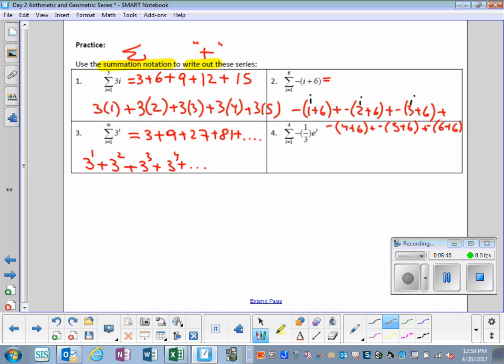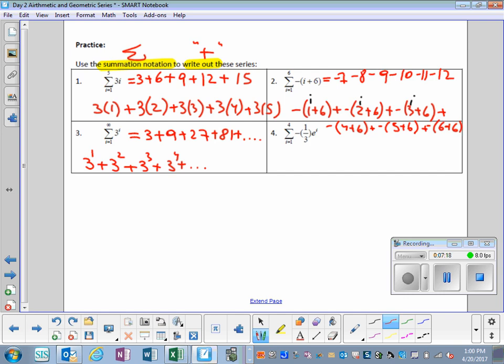If I simplify this, what is it? Negative 7, and then minus 8, minus 9, minus 10, minus 11, minus 12. So again, I wrote out the summation notation. Questions? Good. Last one.